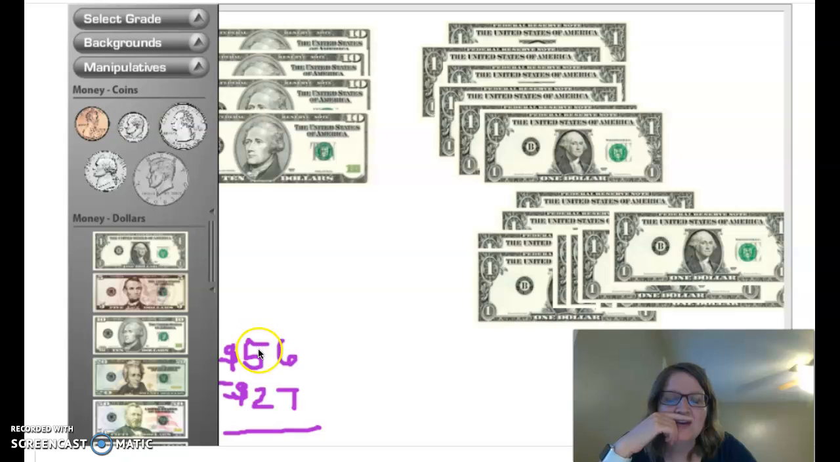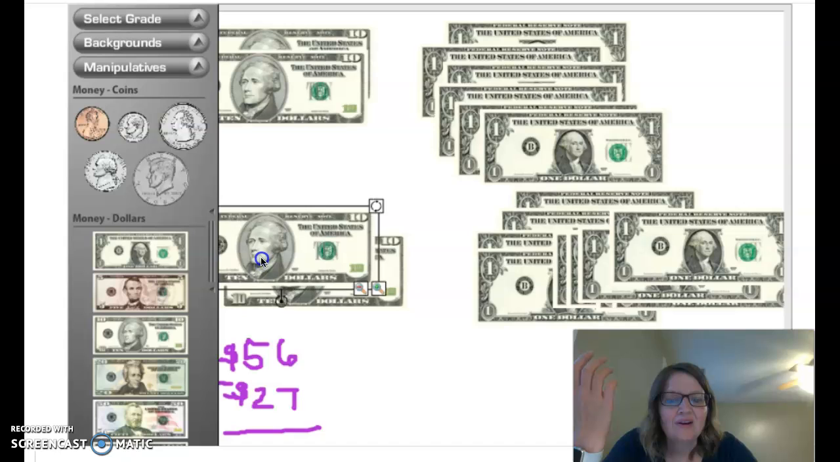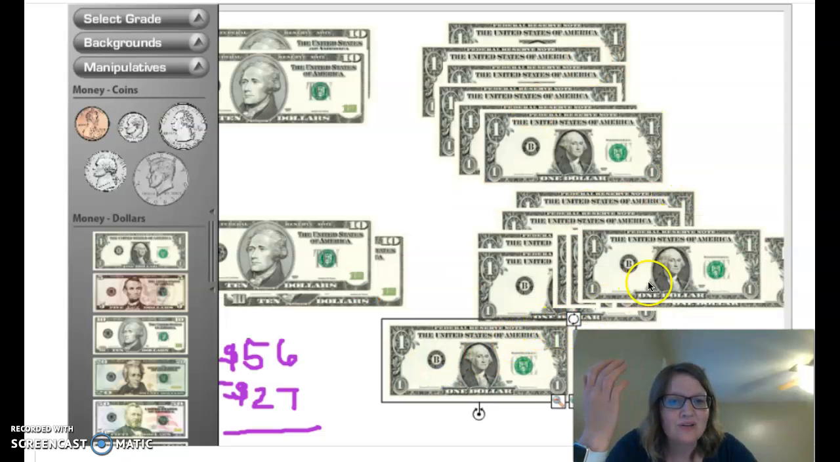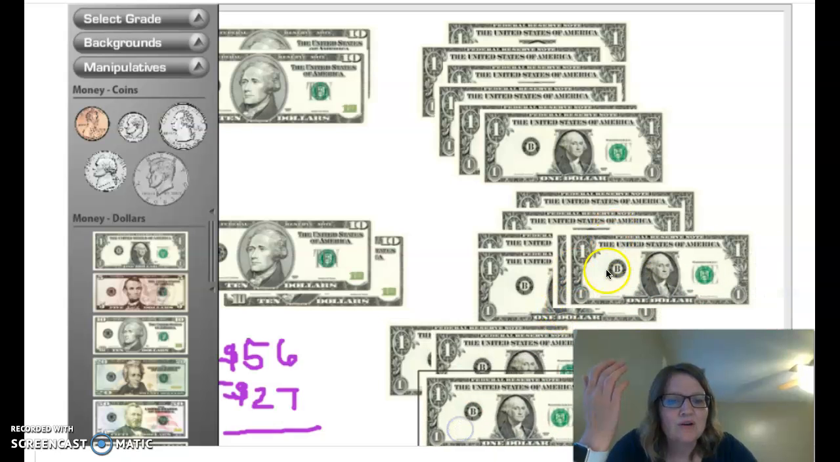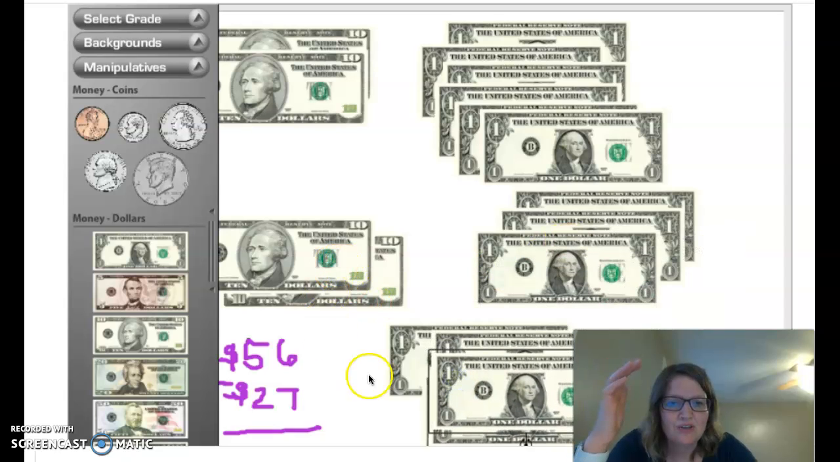Then we say we need to have $27. So we need to pull out 2 10s. And we'll need to take and regroup this. Readjust this. We need $7 bills. So 1, 2, 3, 4, 5, 6, 7. So here's our $27 that we're pulling out of this pile of $56.